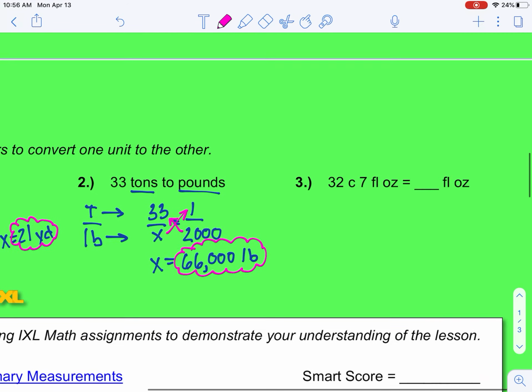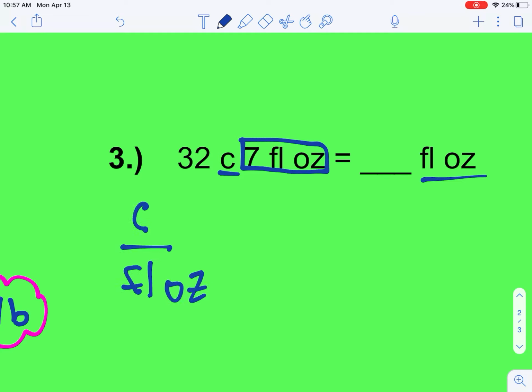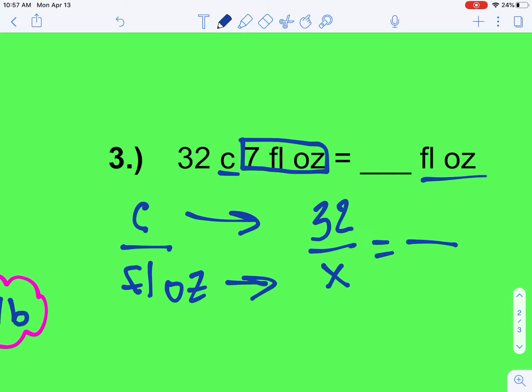All right, let's take a look at our last one. Now this one's a little different, but we're going to start the same. So right now I've got 32 cups and 7 fluid ounces. This piece right here, I'm not going to worry about that yet. I'm going to kind of ignore it and leave it alone. What I want to do is change my 32 cups into fluid ounces. So the things I'm comparing is cups with fluid ounces. So I'm going to keep cups on top and put fluid ounces on the bottom. So I have 32 cups is I don't know how many fluid ounces. So I need to go up to the top and find my conversion rate of cups to fluid ounces.